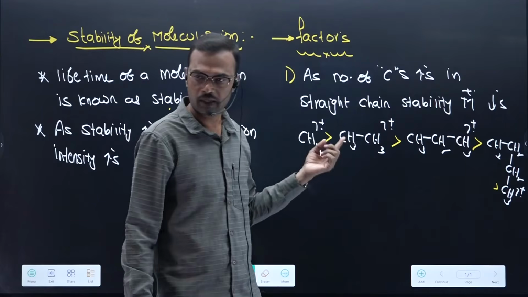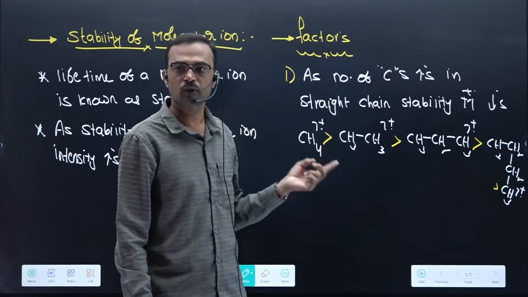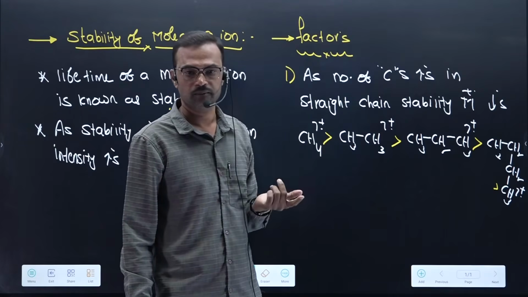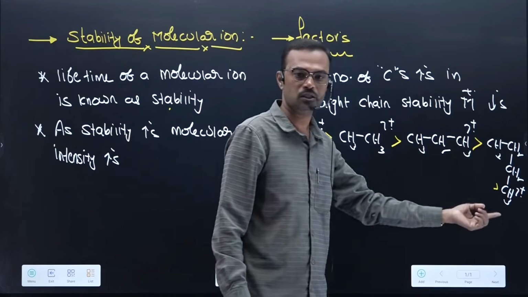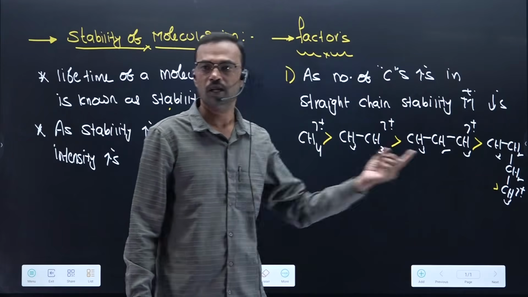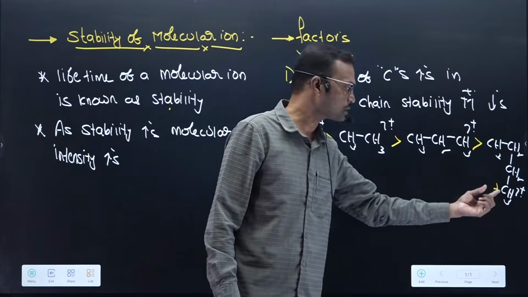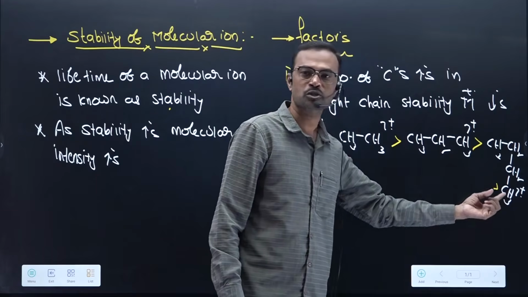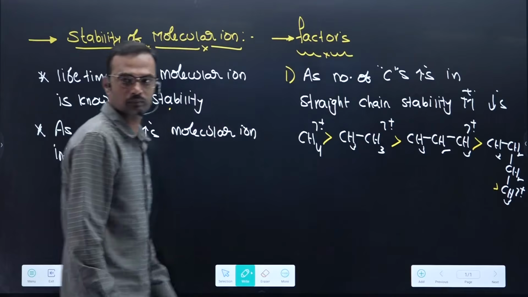This point is given in the GATE examination: which among the following molecular ions is highly unstable? Out of these, which is highly unstable? The last one. Which will give more information about structure? Whichever molecular ion is unstable will give more information about the structure. Clear?